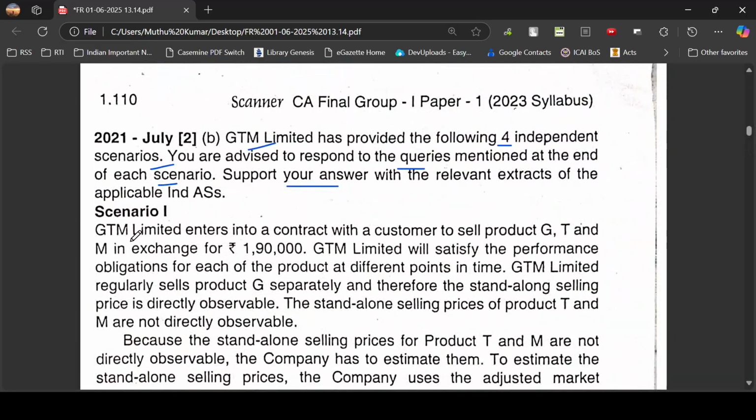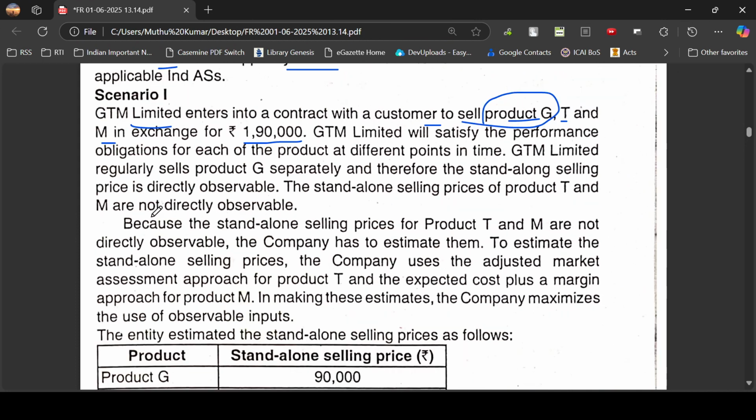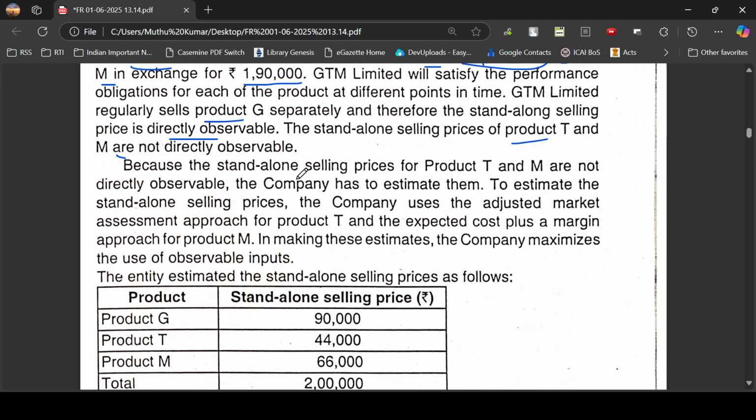Scenario 1. GM Limited enters into a contract with a customer to sell products G, T and M in exchange of 1,90,000. GM Limited will satisfy the performance obligation of each product at different points in time. GM Limited regularly sells product G separately and therefore the standalone selling price is directly observable. Standalone selling price of T and M is not directly observable, so the company has to estimate them.